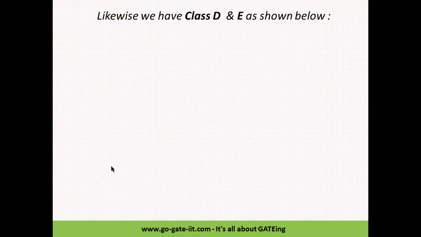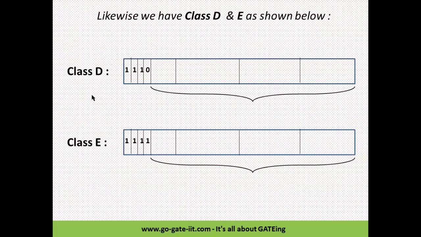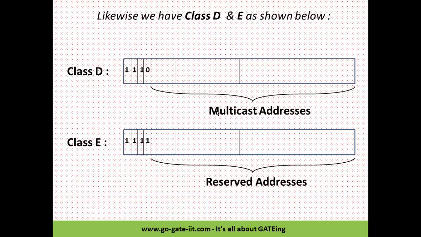Likewise, we have class D and E also. So class D has the first 4 bits and class E again has the first 4 bits, with a difference of 0 and 1. Class D is basically used for multicast addressing, and class E is reserved for special addresses, or some special cases where these class E addresses are used.